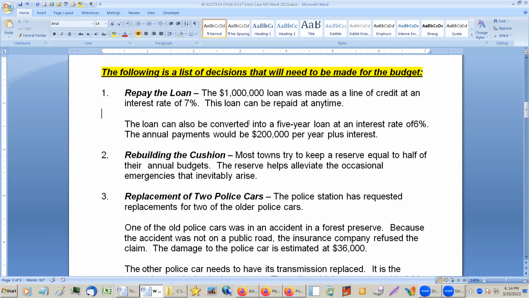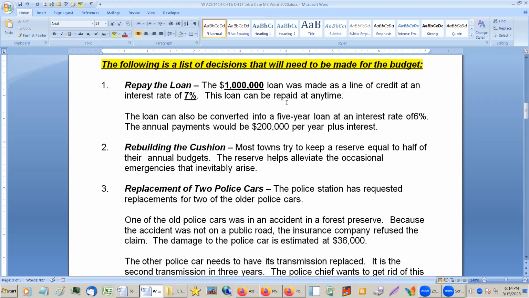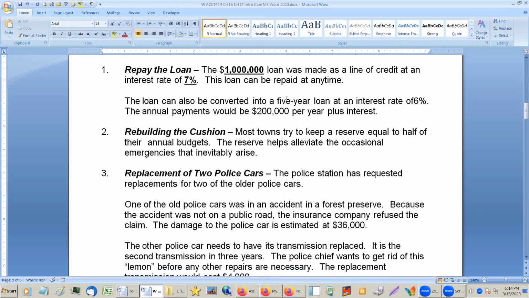Okay, we got that loan for the police department. It's a $100,000 loan. The interest rate is 7%. This can be repaid at any time. So we can repay it at any time we want, however much we want to pay. You want to pay off $50,000 this year, you can pay off $50,000. $100,000, you can pay off $100,000.